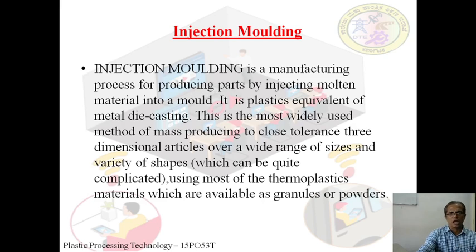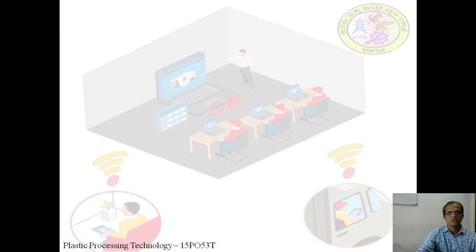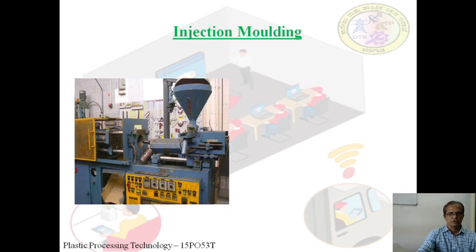So three-dimensional articles over a wide range of sizes and varieties of shapes can be produced. Simplest to complicated parts or components even can be produced by this method. Different types of raw materials in the shape of powders, granules, we can make use of.